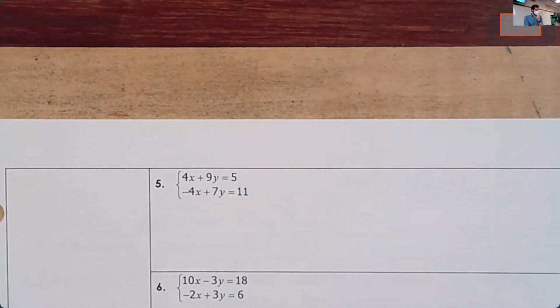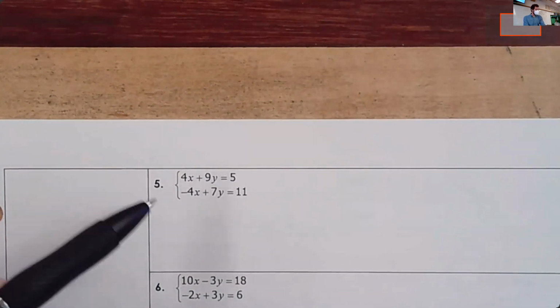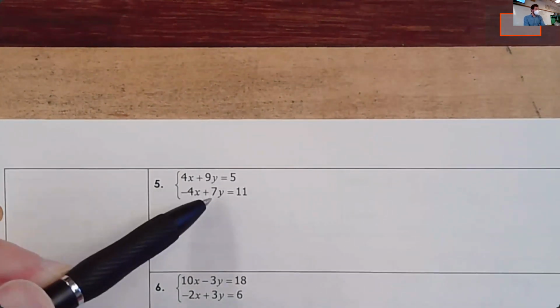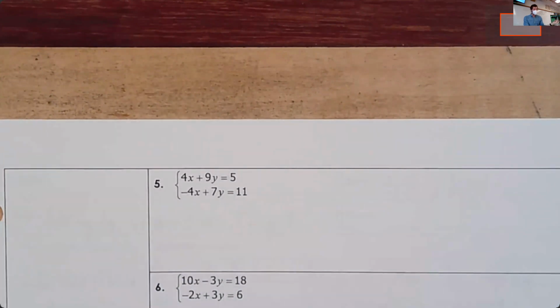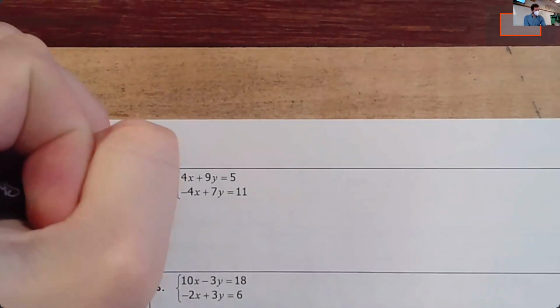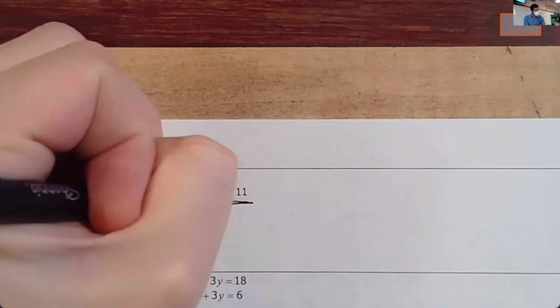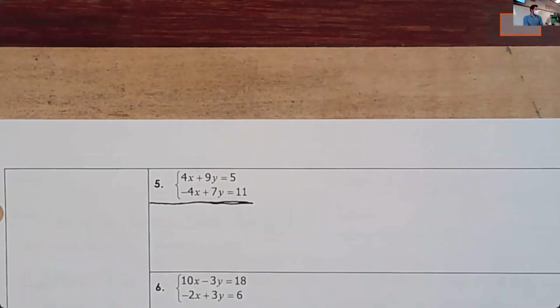So number 5, our x's are lined up, our y's are lined up, our regular numbers are lined up, so we're good to go there. This time the common coefficient is with the x's again. However, this time we have a positive 4 and a negative 4. So if we want to make the x's eliminate, should we add these or subtract them? We're going to add them this time.